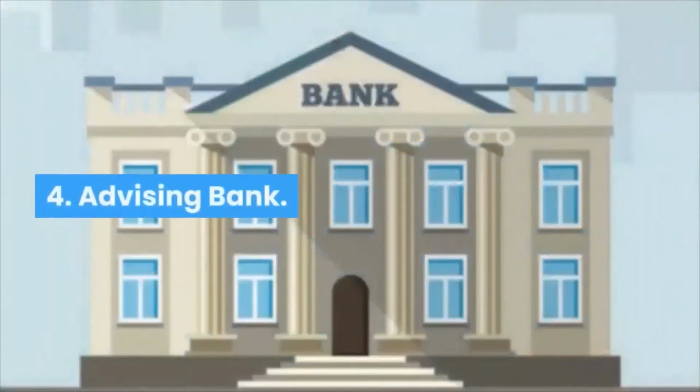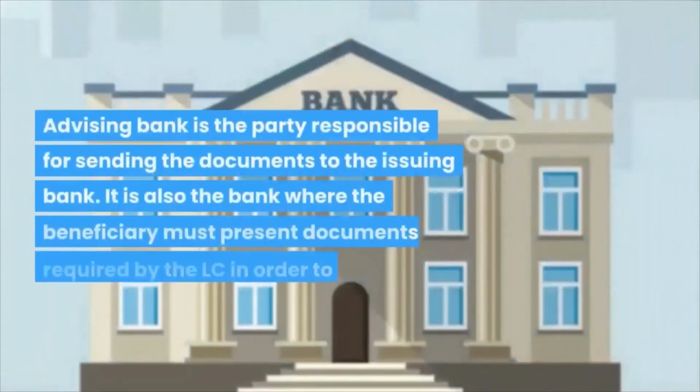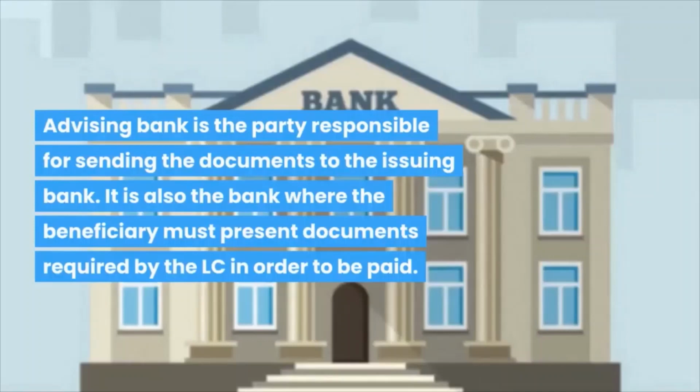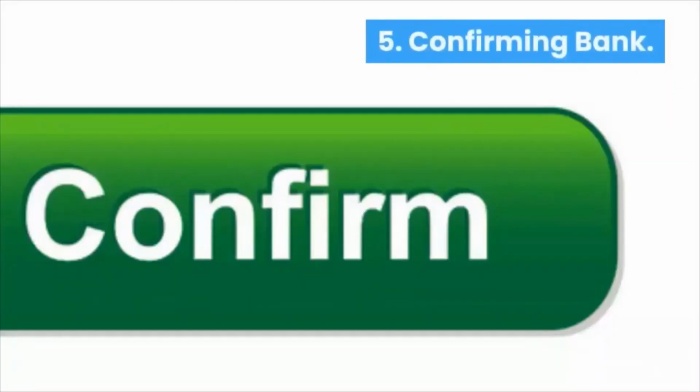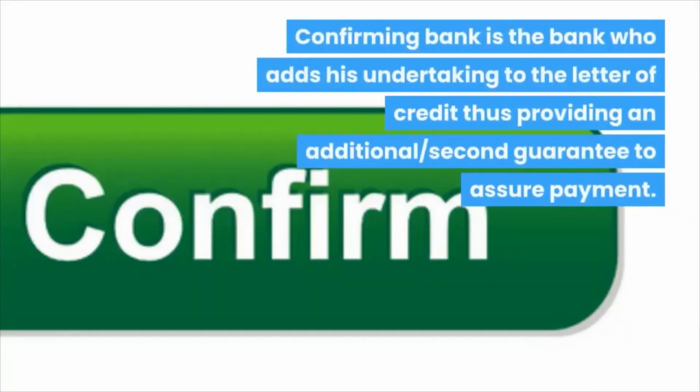4. Advising bank. The advising bank is the party responsible for sending the documents to the issuing bank. It is also the bank where the beneficiary must present documents required by the LC in order to be paid. There is no obligation on the advising bank to pay in the event the issuing bank does not pay the beneficiary. 5. Confirming bank.